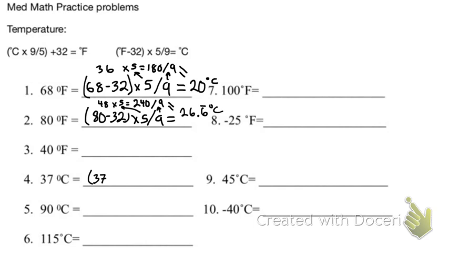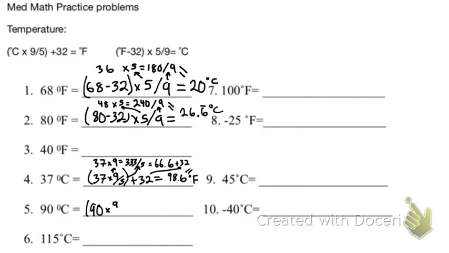So next up, I'll work some Celsius to Fahrenheit problems. The equation for when you're given Celsius and you want to find Fahrenheit is right here. So I'll plug 37 into that equation. And I'll do 37 times 9, 333 divided by 5, 66.6, plus 32 gives me 98.6 degrees Fahrenheit.